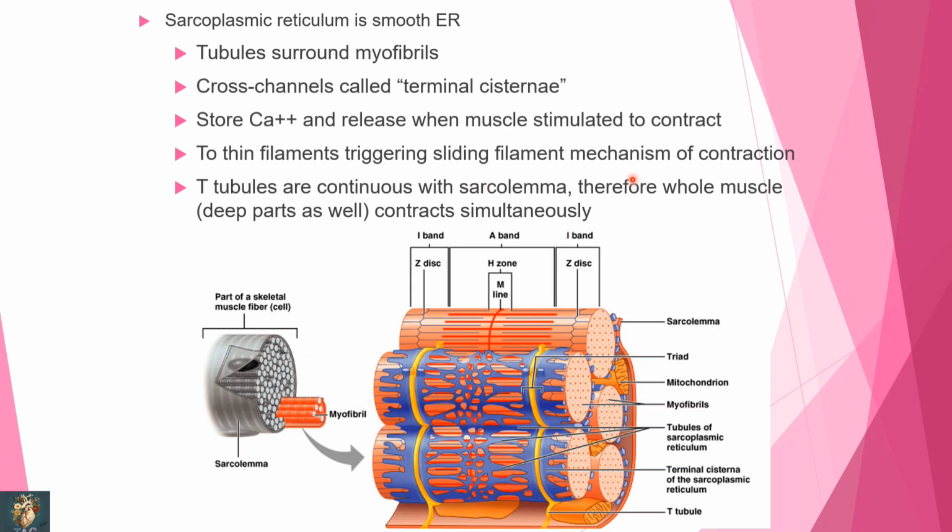So T-tubules are continuous with the sarcolemma. Therefore, the whole muscle, the deeper parts as well, contracts simultaneously. This is a very important point, because all of the muscle has to contract simultaneously and has to generate a strong force. That is why it is required that the action potential reach all levels simultaneously, and it is with the help of the T-tubules, which are present in this yellow color. You can see these T-tubules. They are present in the deeper part, and they are responsible for the spread of action potential to all levels of the muscle at the same time.